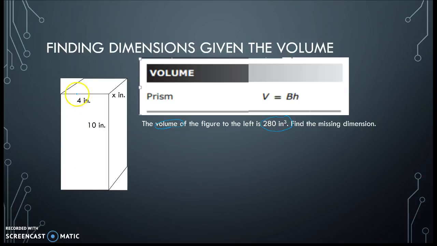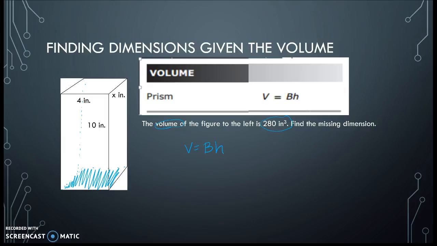So again, no matter what, I'm going to shade in the area of my base. So I'm shading in the area of the base. And now I'm going to write my formula. So I'm still talking about the volume of a rectangular prism. So volume equals big B times height.